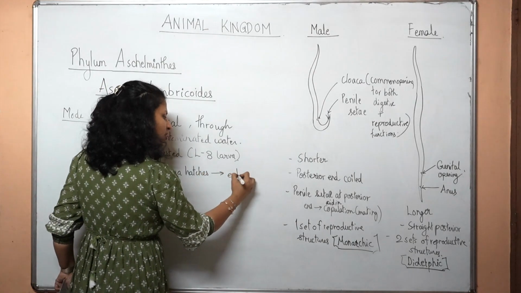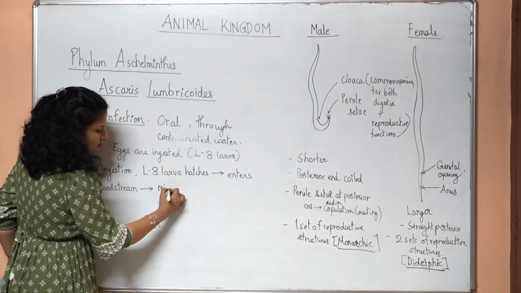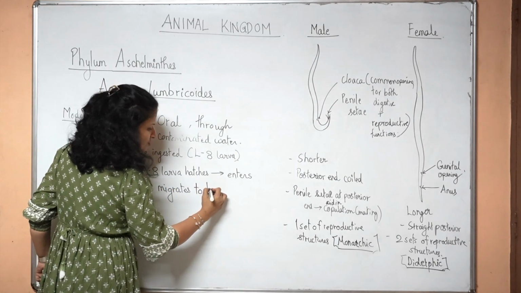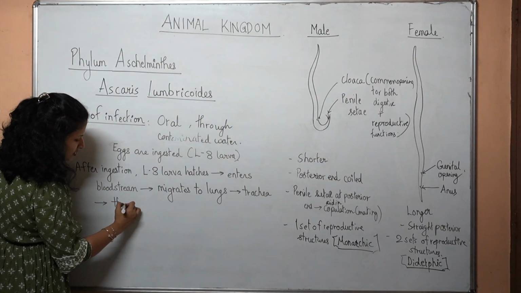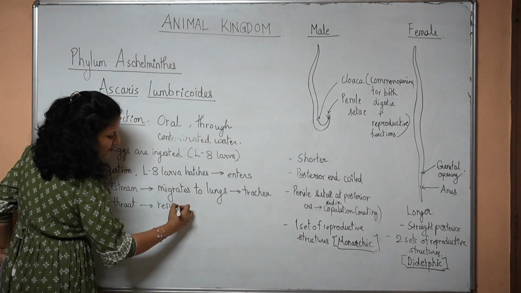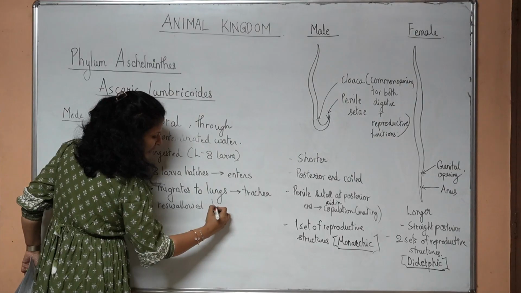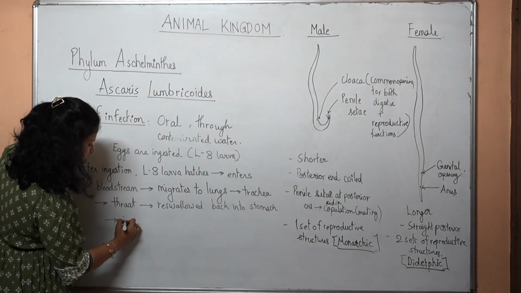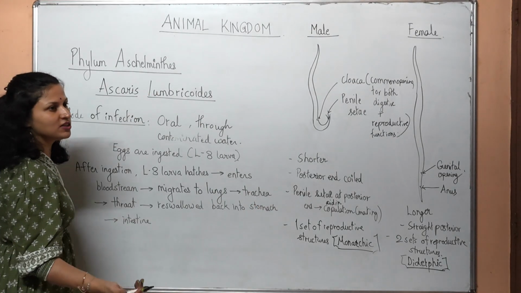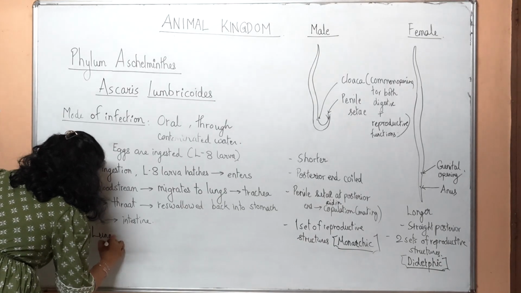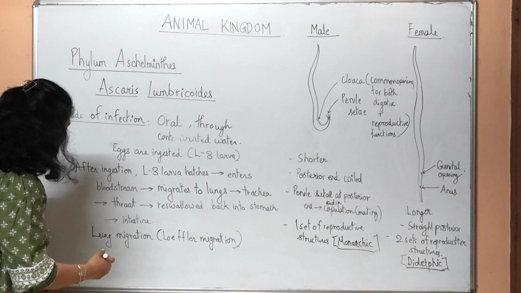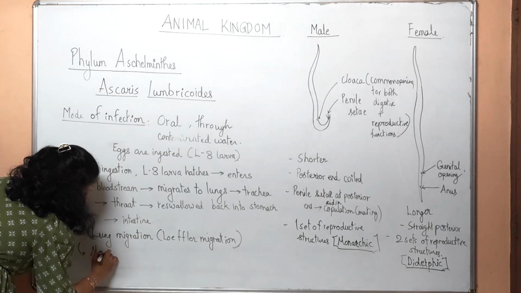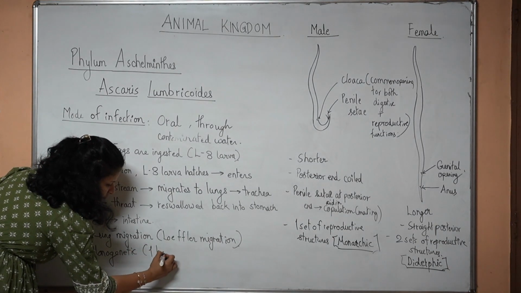It enters into the bloodstream. It migrates via the bloodstream to the lungs, trachea, and then it reaches the throat, and then it is re-swallowed back into the stomach, then it reaches the intestine, and then it will continue its life cycle. The lung migration is known as Loeffler's migration. The worm is said to be monogenetic because it has just one host, that is human.